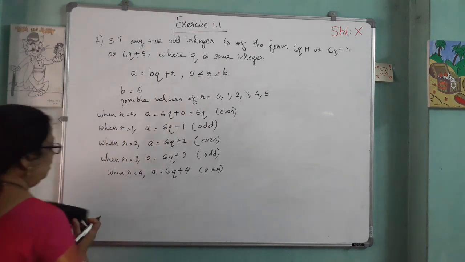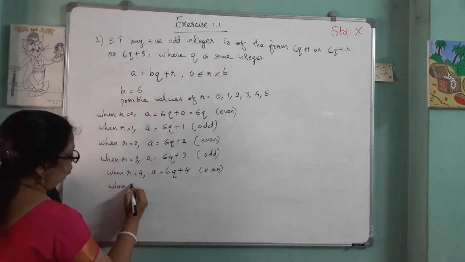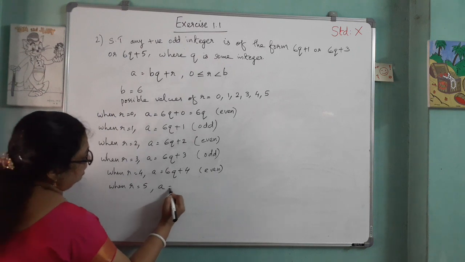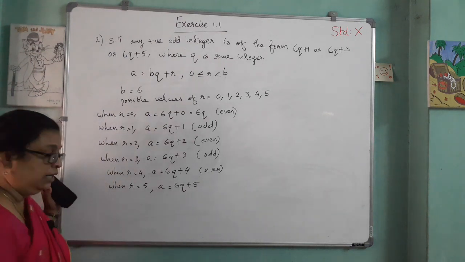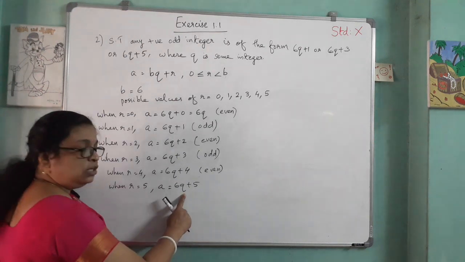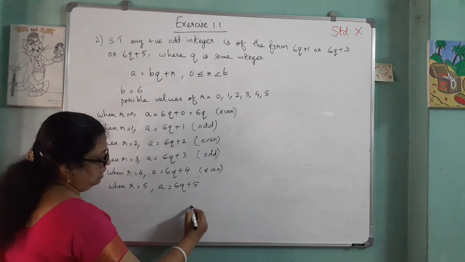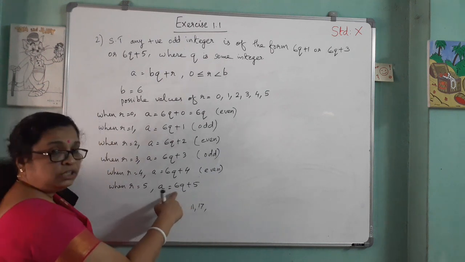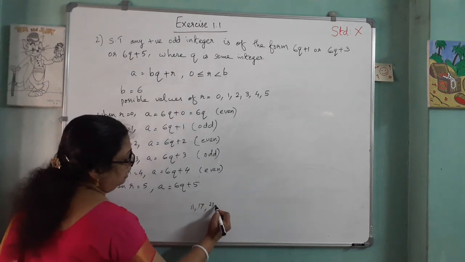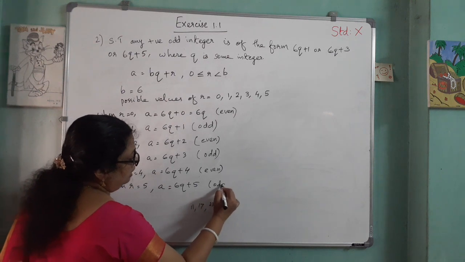Next, last, when r equal to 5, a is equal to 6q plus 5. Here q is equal to 1, 6 plus 5, 11. q equal to 2, 12 plus 5, 17. q equal to 3, 18 plus 5, 23. These all are odd integers.